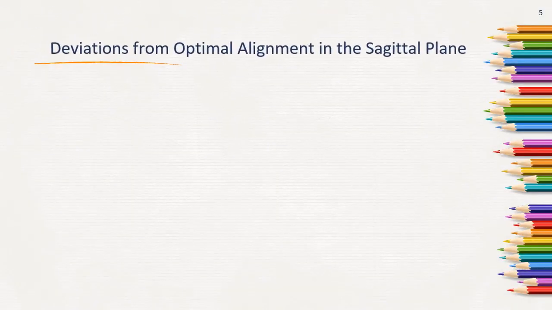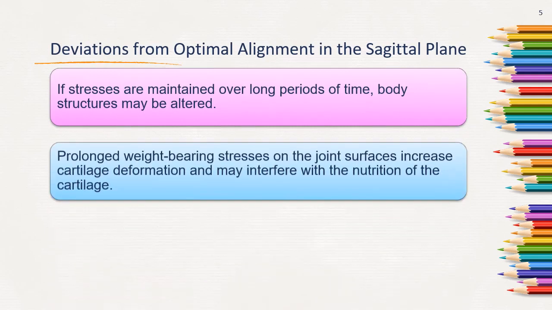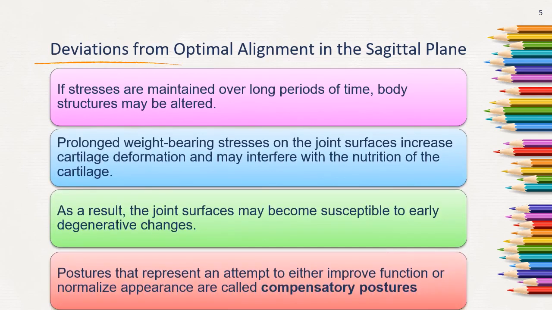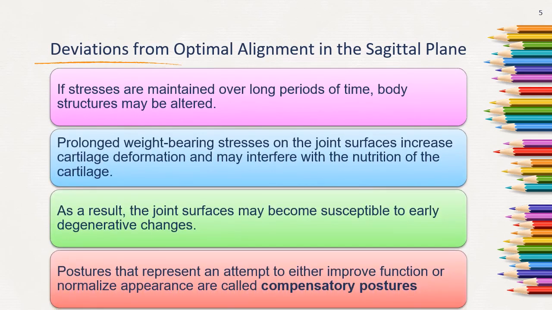If the stresses are maintained over a long period of time, the body structures may be altered. Whenever the prolonged weight-bearing stresses on the joint surface increase, that increases the cartilage deformation, and that may interfere with the nutrition of the cartilage. As a result, the joint surface may become more susceptible to early degenerative changes. Postures that represent an attempt to either improve function or normalize appearance are called compensatory postures.